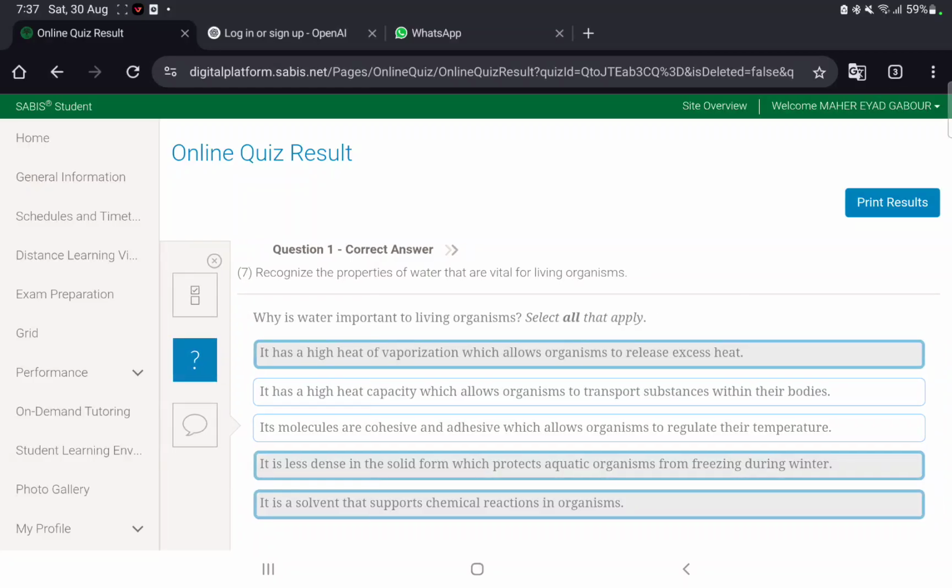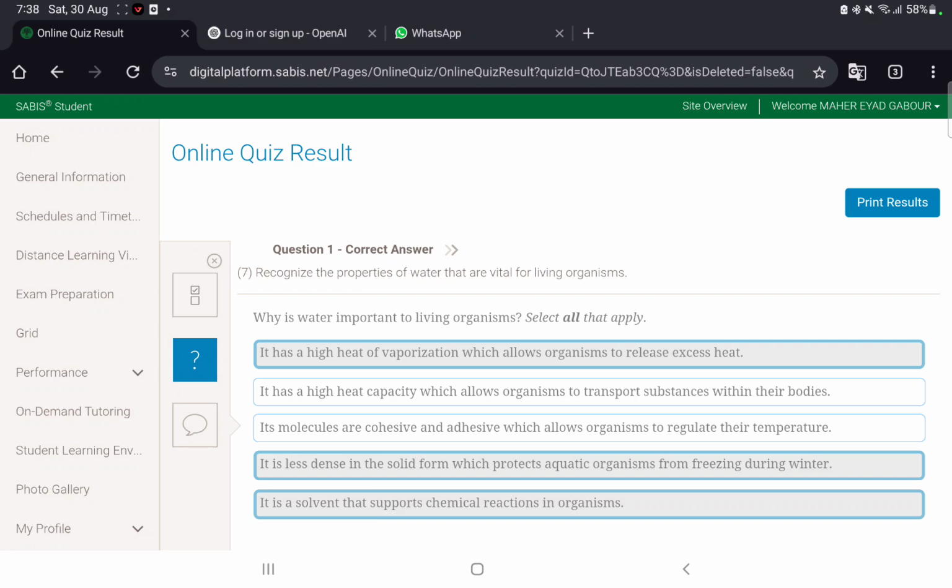So why is water important to living organisms? Obviously, water we all need. It has a high heat of vaporization, which allows organisms to release excess heat. So basically, you sweat, water evaporates, you get cooled down.